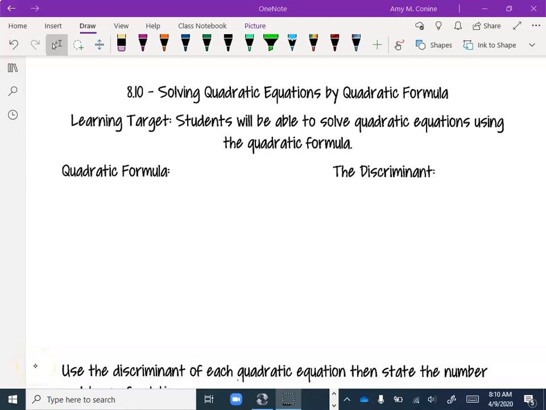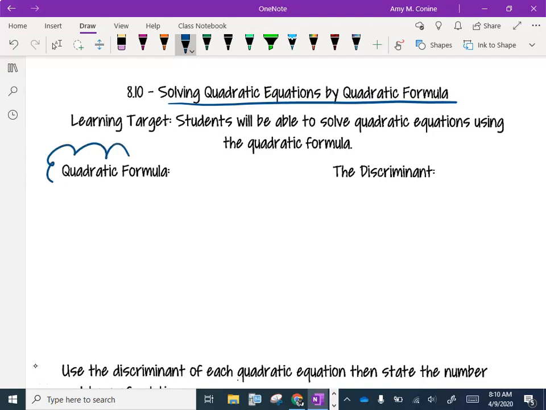Hi everyone. All right, so we're going to talk about what the quadratic formula is, solving quadratic equations using your quadratic formula. This is actually on that formula sheet, your reference sheet. But I have found if you just memorize it, it's a lot easier so you're not flipping back and forth.